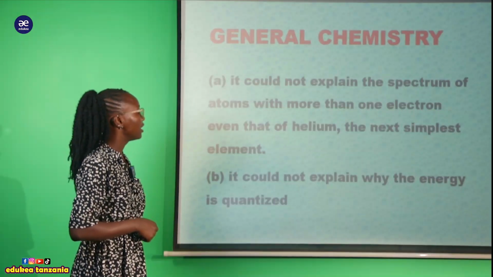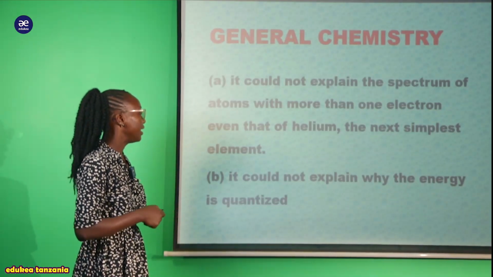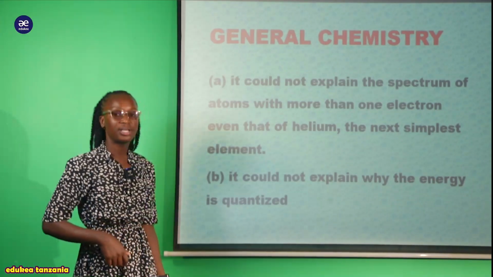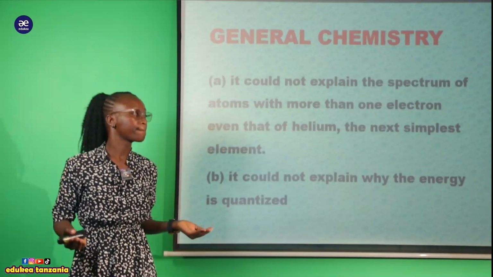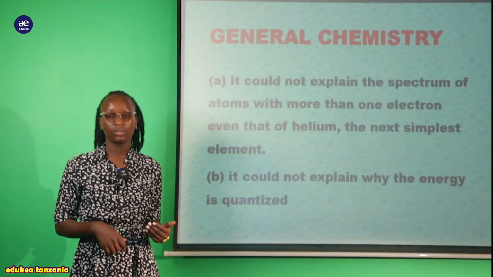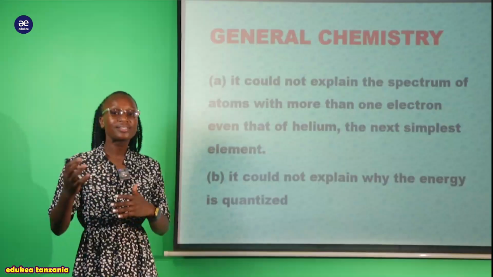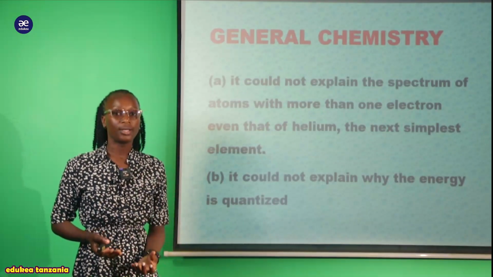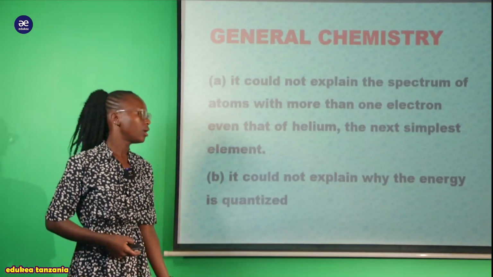The first one is it could not explain the spectrum of atoms with more than one electron, even that of helium, the next simplest element, kwa sababu yeye alistudy only hydrogen. So what about those atoms with more than one electron? Vipi kuhusiana na helium? Vipi kuhusiana na next simple elements? Sasa zile elements zote ambazo zina electron more than one, how about them? Yeye alikuja tu na studying about hydrogen.